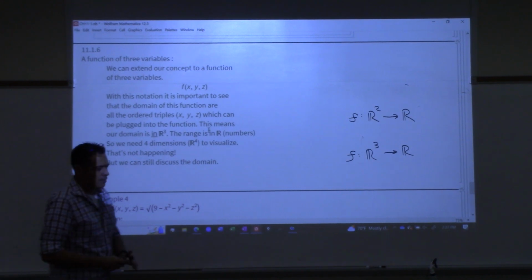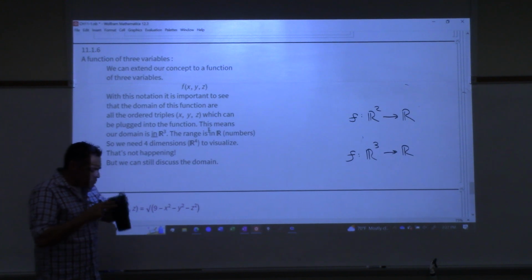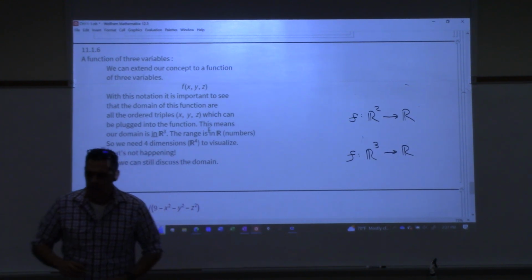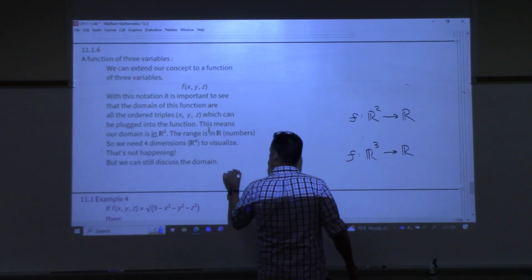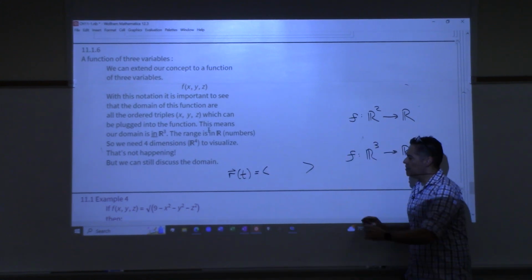Yes? Isn't the vector form of equations also technically working in 4 dimensions? The vector form? Yeah, where we have r of t equals... Okay, so when we have r of t equals a 3-dimensional vector, right? 3-dimensional.